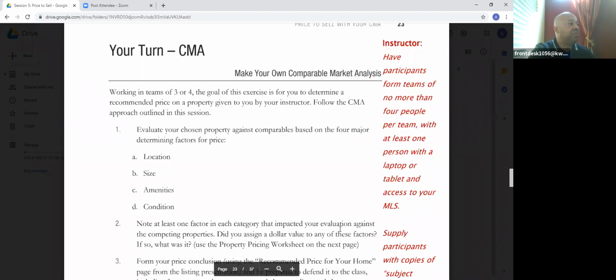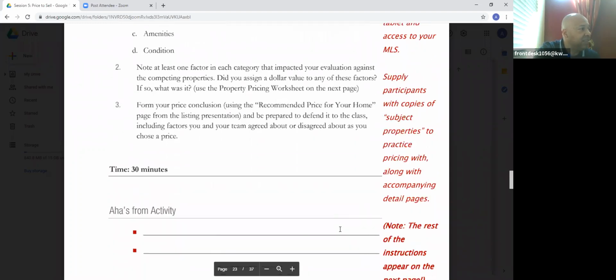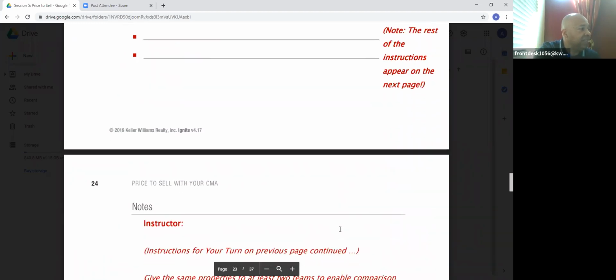So now we're on page 23. It says, make your own comparable market analysis. It says, evaluate your choosing property against comparables based on four major determining factors for price: location, size, amenities, and condition. I think they want you guys to really do it, so we're going to bypass this for now. That was a 30-minute activity, we'll keep going.